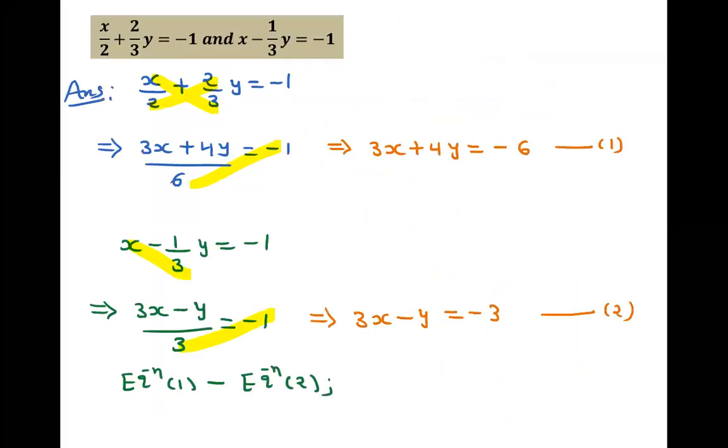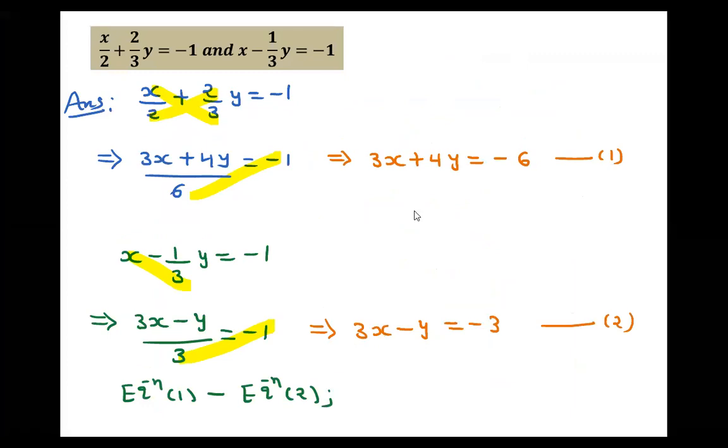So first of all, take the cross multiplication. Let's make your question very easy. Then your choice. You want to eliminate the x or y. This is your choice. Make the same coefficient with a different sign. Then eliminate, subtract.